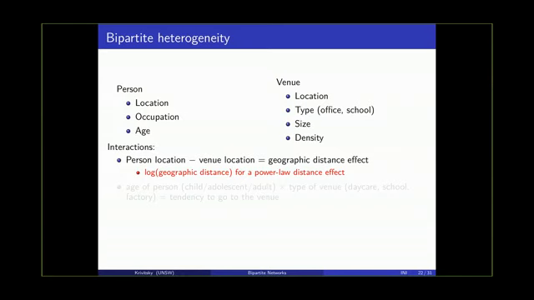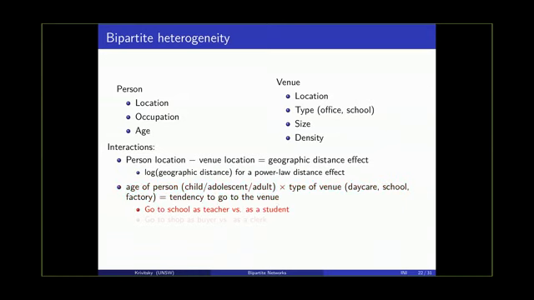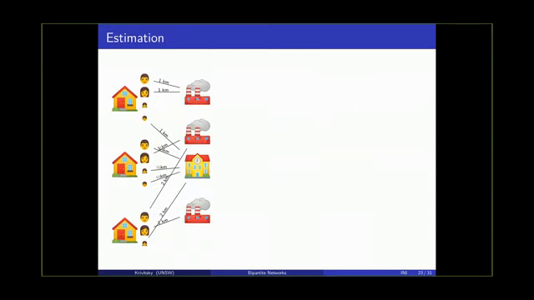We can look at, and incidentally, if we look at a log of the geographic distance and put it in the model as a predictor, we actually get a power law distance effect, which is, again, the sort of thing that, for example, Stephen talked about the other day. Or similarly, we can look at age of a person or age category of person and type of venue to get the tendency to go to that venue, which is, again, a mixing matrix effect. And again, we can have any number of mixing matrices in the model at the same time. We can also look at different capacities a person might visit, such as school as a teacher, as a student, or shop as a buyer, as a clerk.